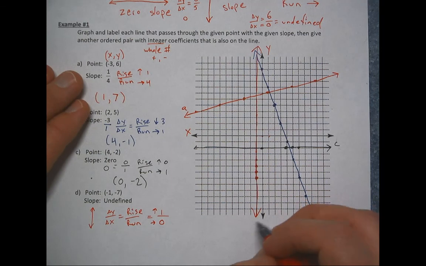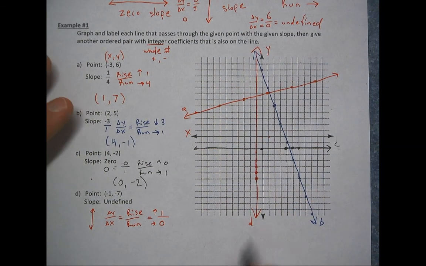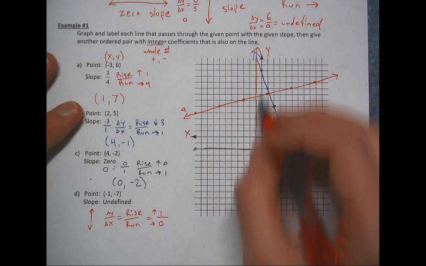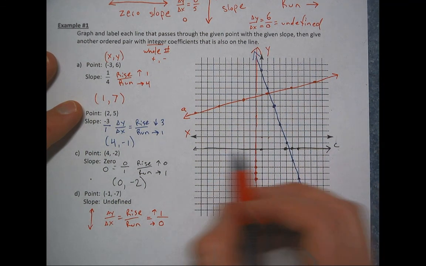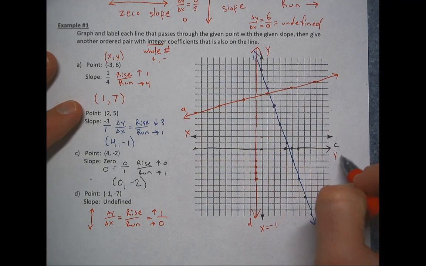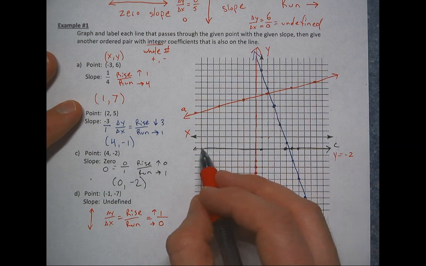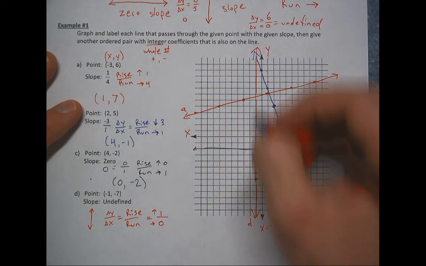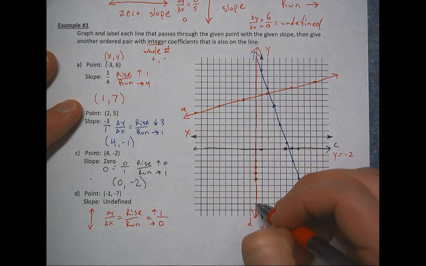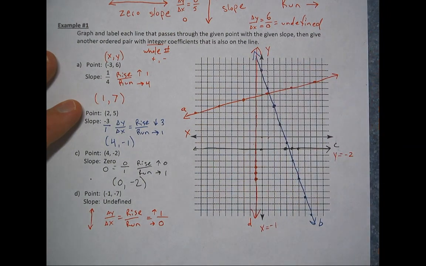So there's line D. Remember what the equation of this line is. If it's straight up and down, it's going to hit that x-axis. And anywhere on this line, it's x equals -1. Remember this line, it's going to hit the y-axis. And this is y equals -2, because anywhere you go on this line, the y value is -2. The x value is changed. The y value is still -2. On this one, no matter where you go on this line, the x value is still -1. Okay, so that hasn't changed.